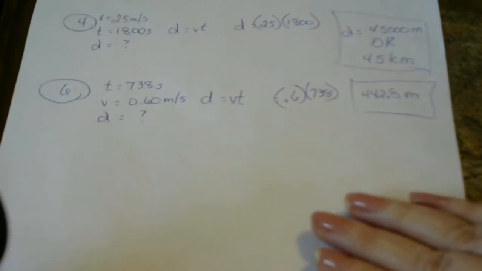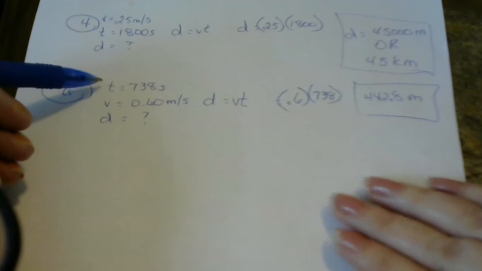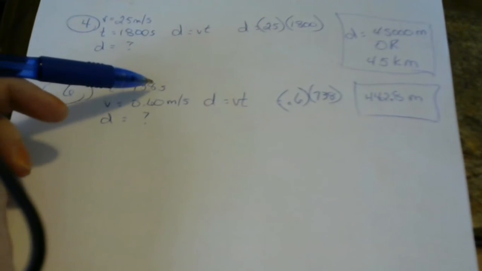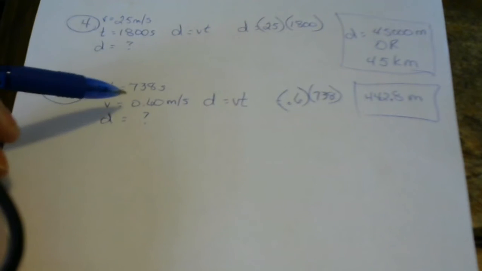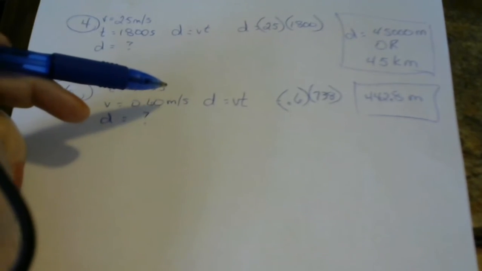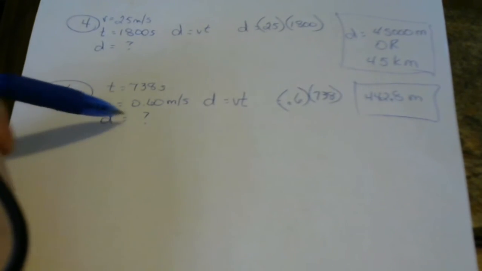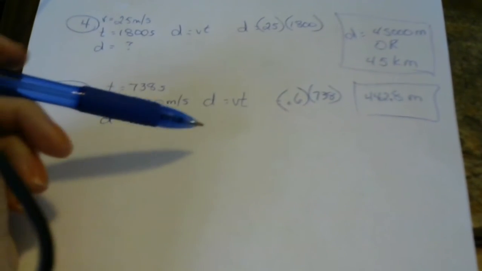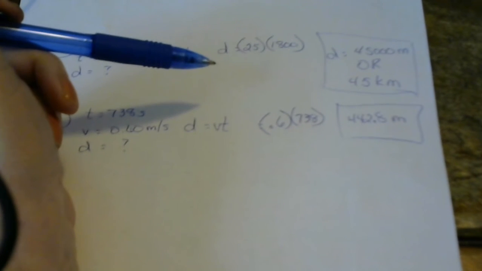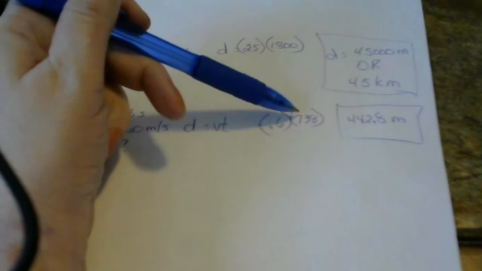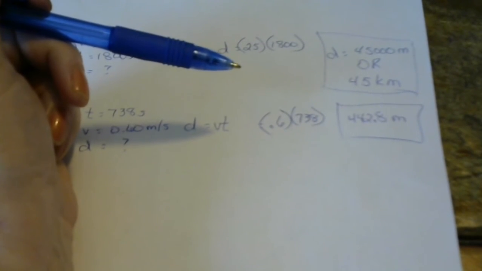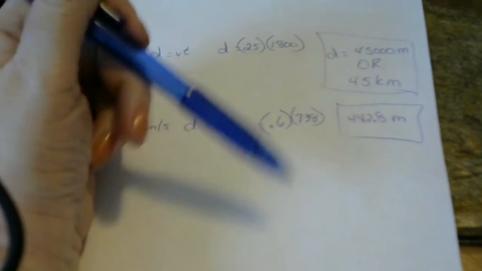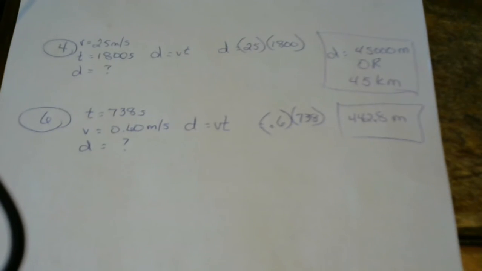Now, number 6 is also on the back. Your time is 738 seconds. Velocity is 0.60 meters per second, and you're looking for distance. So distance is velocity times time. You have 0.6 times 738, and that is 442.8 meters.